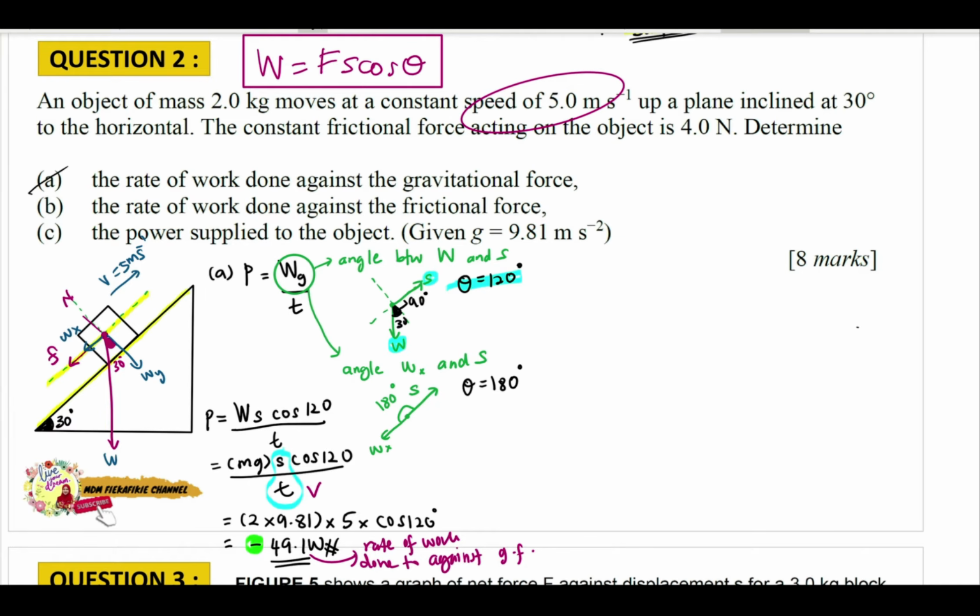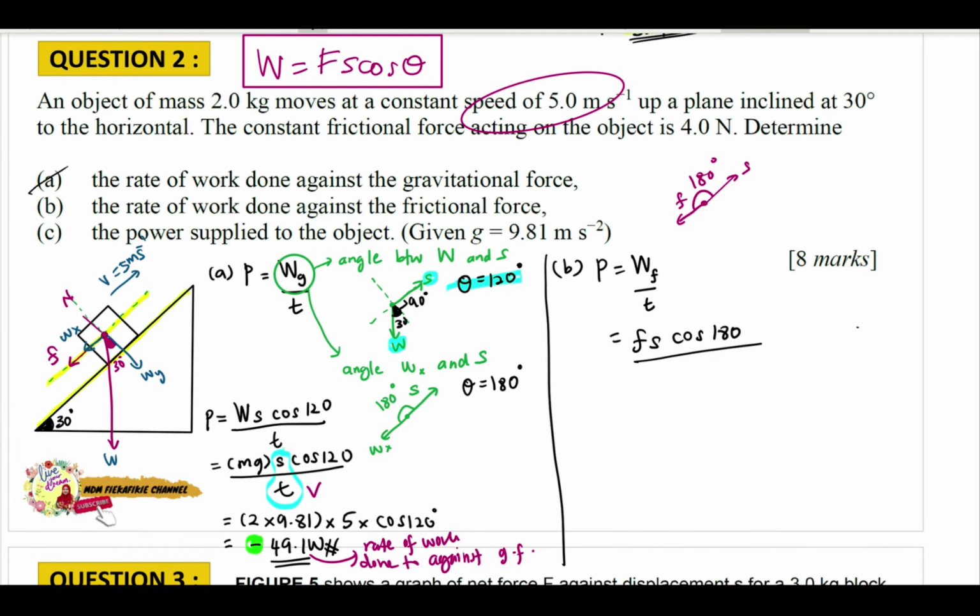Okay, and then B, the rate of work done against the frictional force. Sama juga. P is work F over T, work done against the frictional force. Kita tahu frictional force opposite direction with the motion lah, so dia akan jadi 180 degree. So dia akan jadi Fs cos 180 degree. Equation work, force kali ni kita pilih F lah, friction.